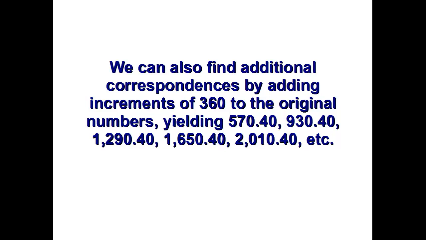Well, then we can also find additional correspondences by adding increments of 360 to these original numbers that we've just come up with. So, when we add 360, for example, to the 210.40, we would get, first of all, 570.40. We add another 360, we get to 930.40, then to 1290.40, to 1650.40, to 2010.40, etc. So we move through the various increments there by adding 360. Now, the reason we do this is 360 degrees in a circle. We come full circle and come back to the starting point, so it ends up not being an increment in terms of the zodiac itself, but we find these additional price levels that give us points of correspondence here.